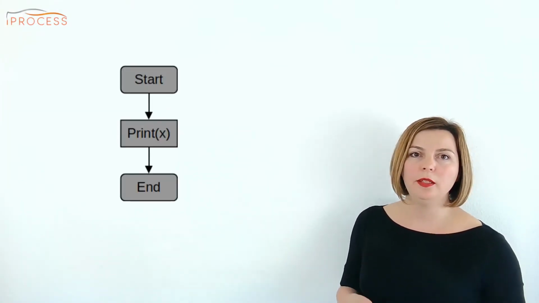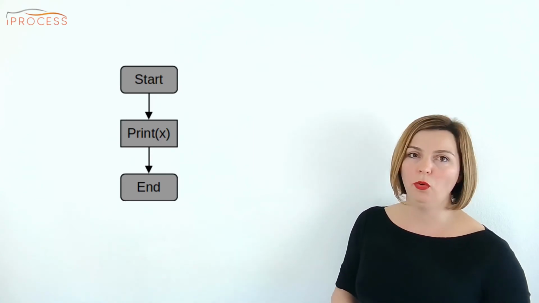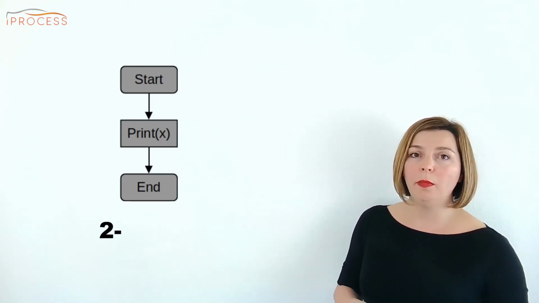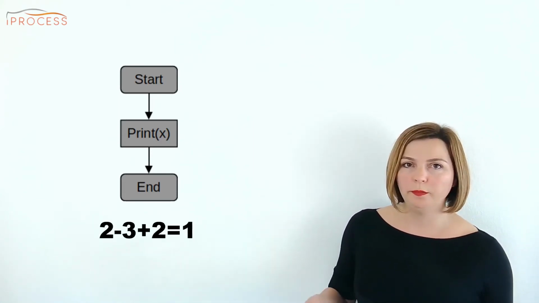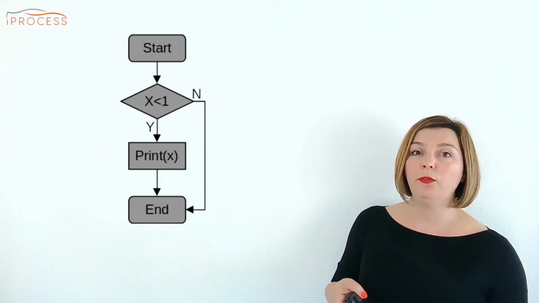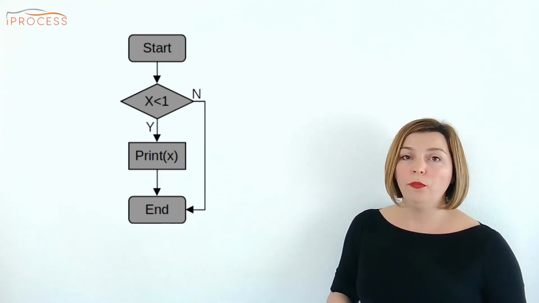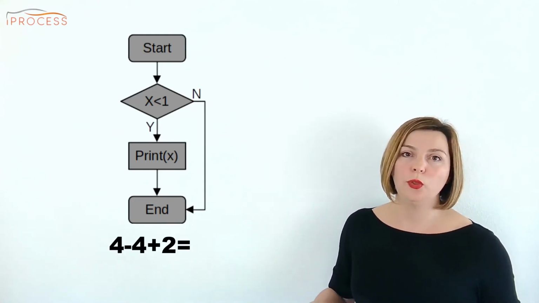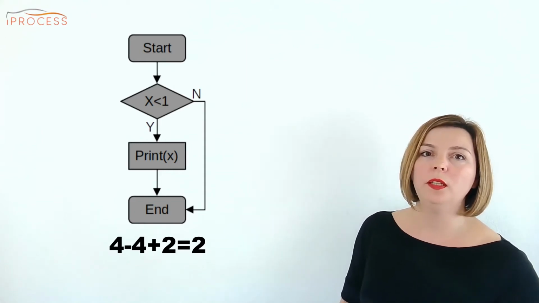Here are a few examples. This graph here is the simplest option: 3 nodes and 2 edges. 2 minus 3 plus 2 equals 1. So the cyclomatic complexity here is the lowest possible. Now we add a decision to it and we get 4 nodes and 4 edges. 4 minus 4 plus 2 equals 2. The cyclomatic complexity increased due to the added decision.